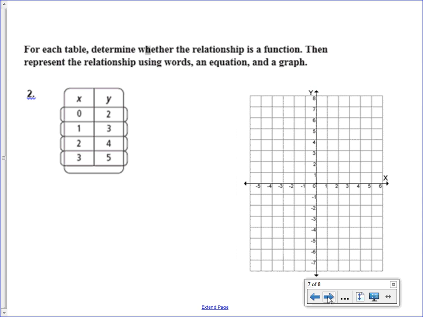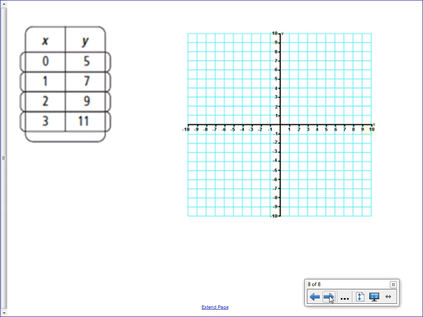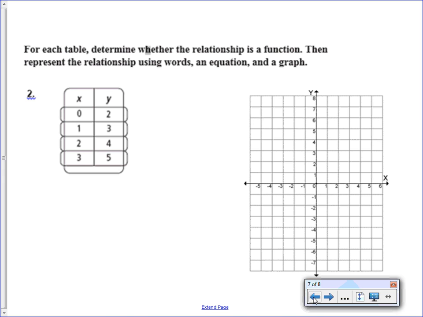Okay, the next two, why don't you just try this one on your own and this one on your own. And if you have questions about them, bring those back to class tomorrow. Okay, and that is a wrap.